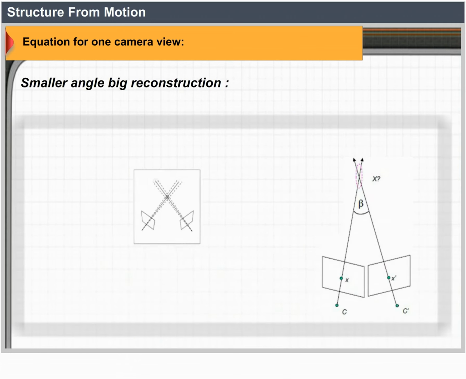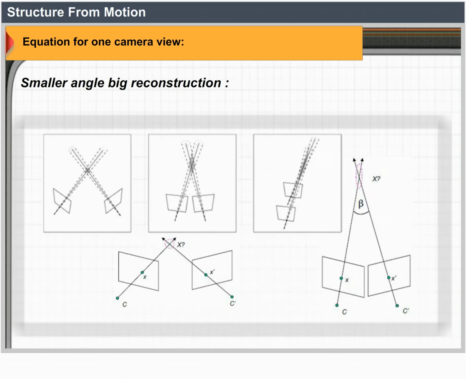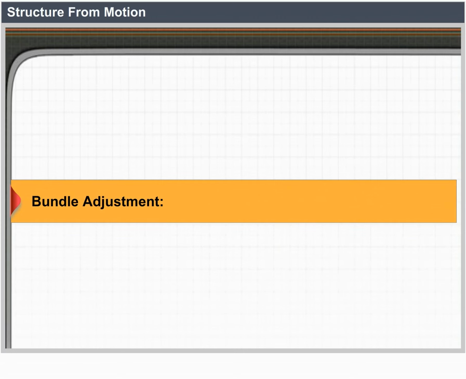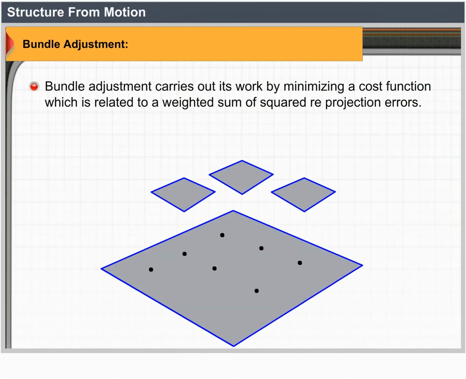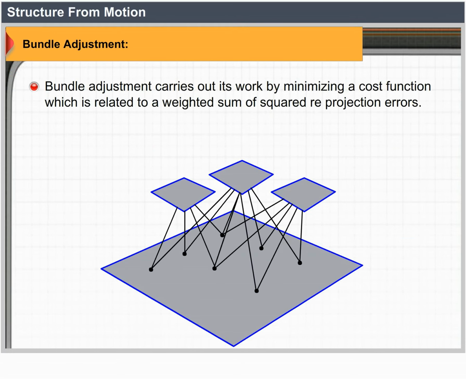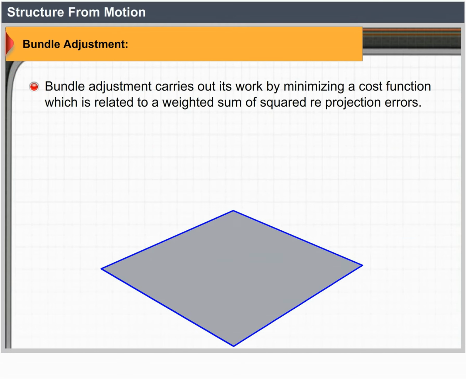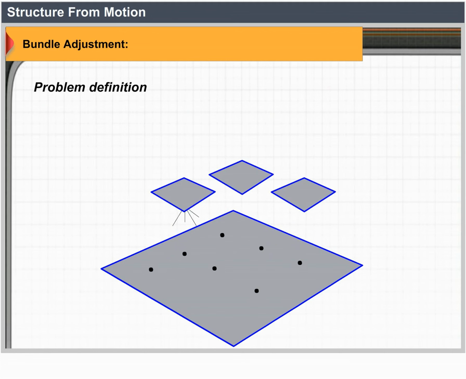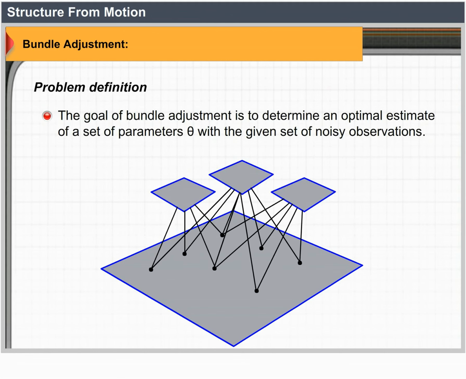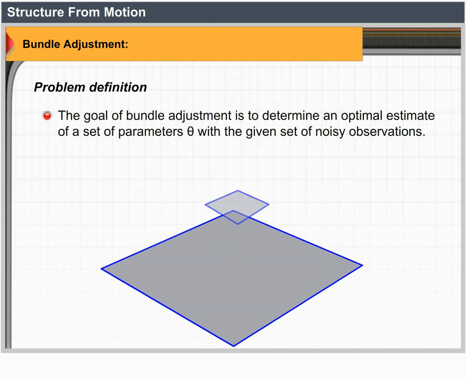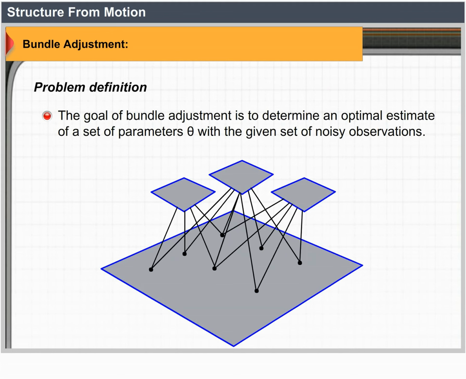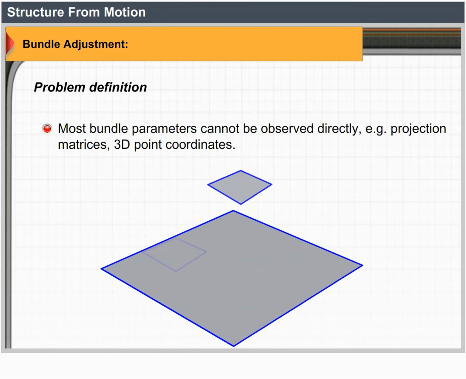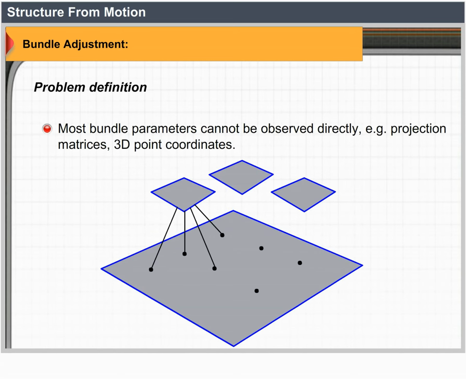Bundle adjustment. Bundle adjustment works by minimizing a cost function that is related to a weighted sum of squared reprojection errors. Problem definition. The goal of bundle adjustment is to determine an optimal estimate of a set of parameters theta given a set of noisy observations. Most bundle parameters cannot be observed directly. For example, projection matrices, 3D point coordinates.